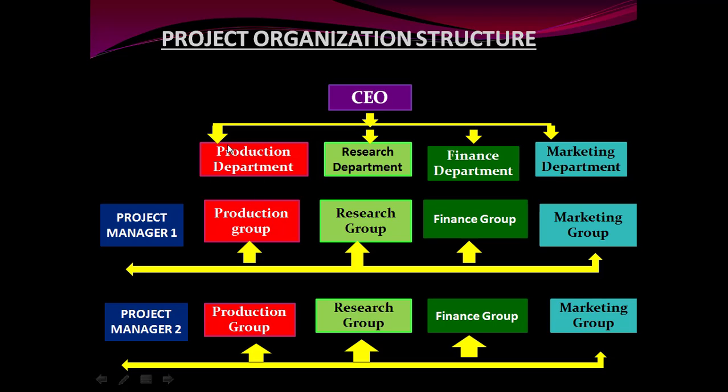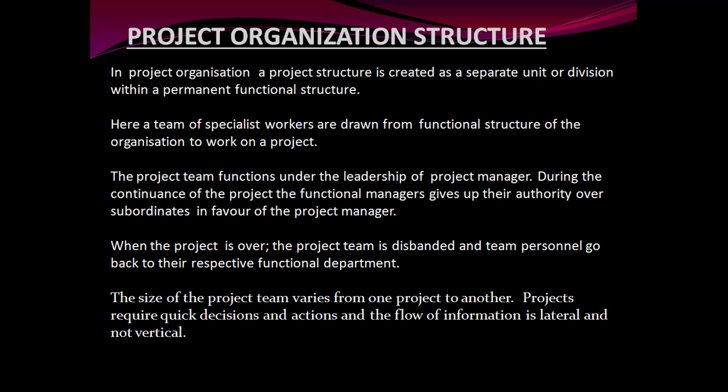So the production manager will have no authority over the employee who is working in the project group, right? When the project is over, the project team is disbanded. When the project is over and its objective is achieved, the work of the project team is over, and the team personnel go back to their respective functional departments, right?